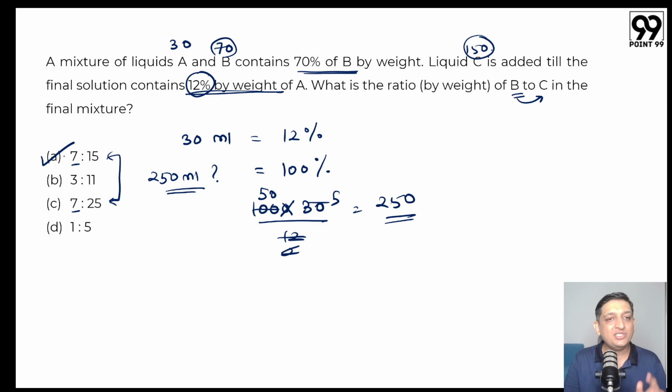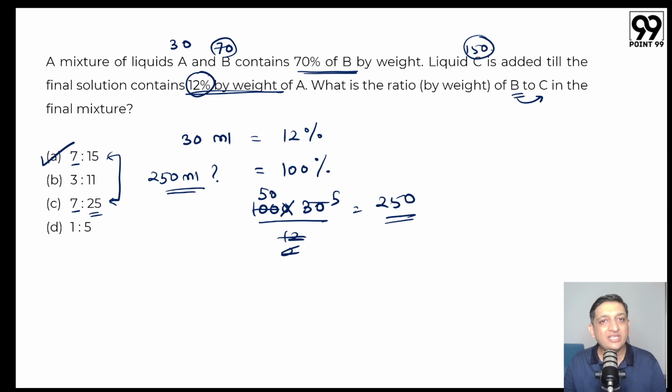But if I say 7:15, what does it mean? If 7:15 is what I am looking at, I am saying that, okay, I am adding 150 ml of C into the mixture, and that is basically how it's going to pan out. It's going to tell us that now the amount of A is 30 out of 250, which is 12%, which makes sense. But if I say that I am going to add 250 ml of C, then the overall mixture will become 350 ml, and 30 out of 350 is definitely not 12%. And that is basically why you will choose option A as your answer, and that is good enough.